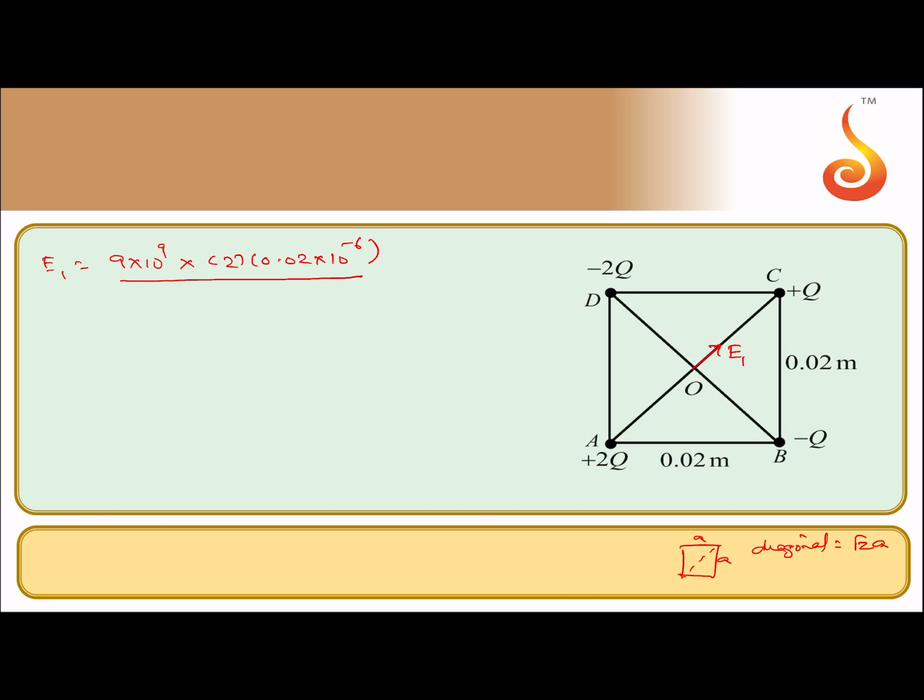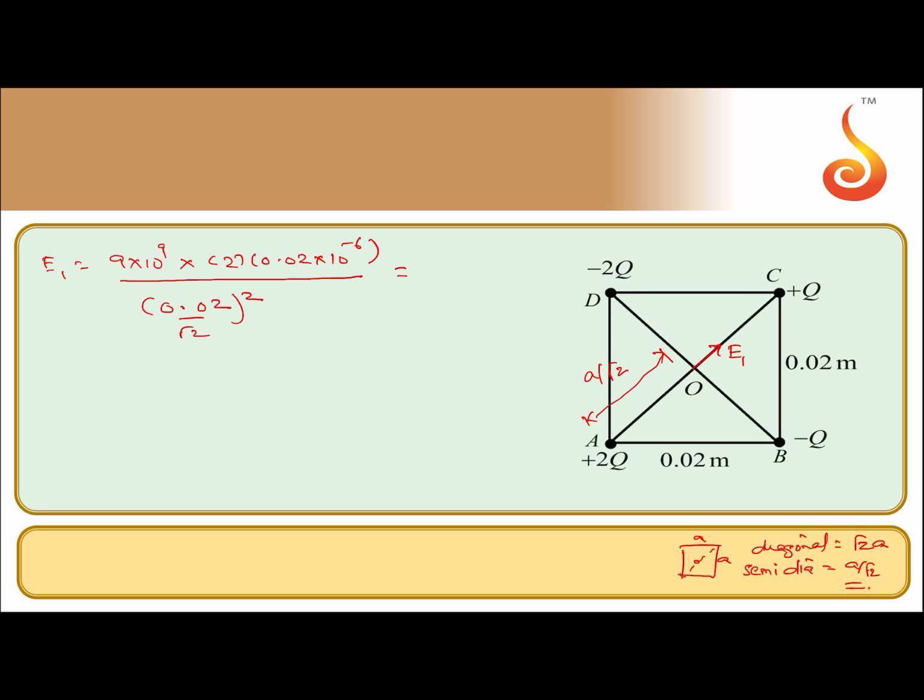Therefore, what is my semi-diagonal? Half the diagonal. Semi-diagonal is half of that, becomes A by root 2. So my distance from the corner to O, for all the charges, is A by root 2, and A is 0.02. So 0.02 by root 2 the whole squared. That is E1.